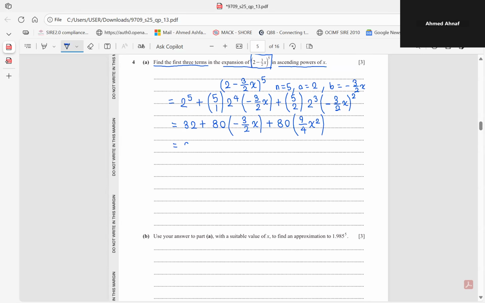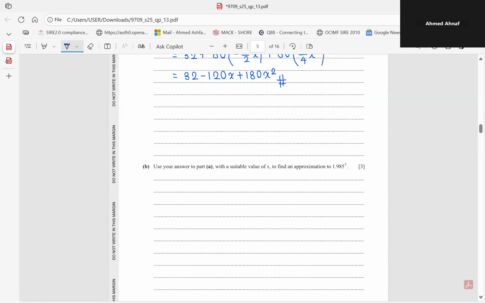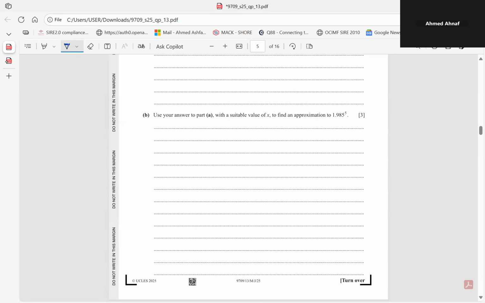Okay, so the final answer would be 32, 80 times minus 3 over 2 is minus 120x, plus 9 over 4 times 80 is 180x squared. So this is our final answer for the first part. Let's head on to the next part.